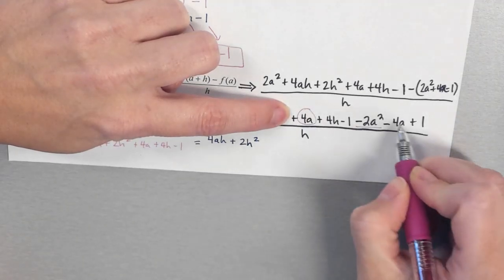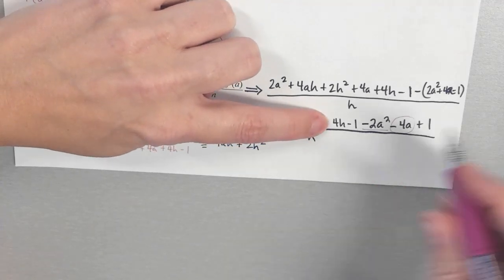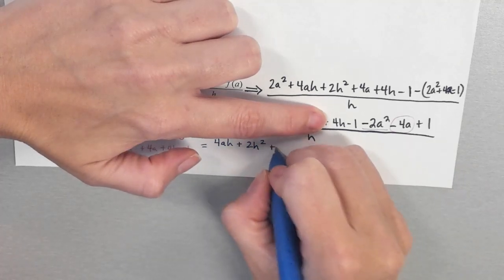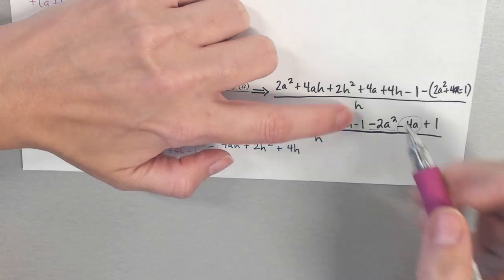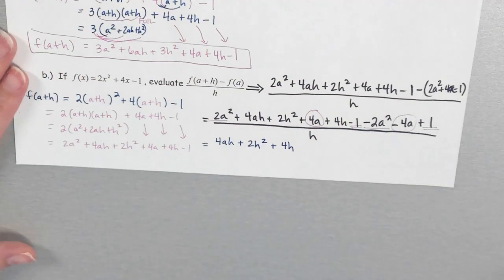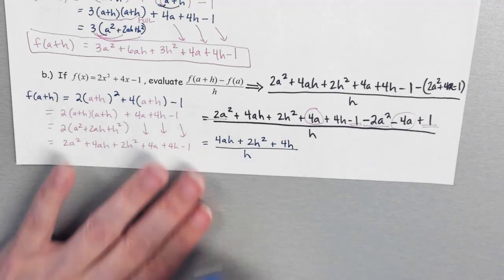Yeah, you have the 4a and the minus 4a, so those are going to cancel. The 4h, nothing to combine that with, so I'm going to put plus 4h. And then you have a negative 1 and a plus 1. Negative 1 plus 1, those are going to cancel. Okay, so it's all going to be over h.